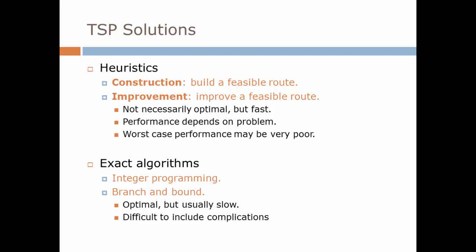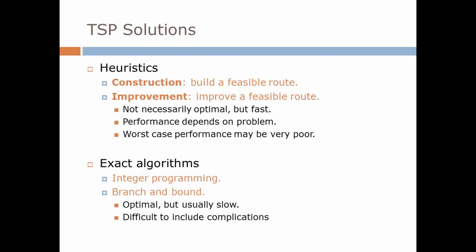What are the advantages and disadvantages of heuristic approaches? They are very fast. We can find a feasible solution very quickly, but we don't have an optimality guarantee. The solution that we find is not necessarily the optimal solution for the problem. The performance of the overall approach depends on the problem that we solve, and also the worst case performance, in some cases, may be very poor.